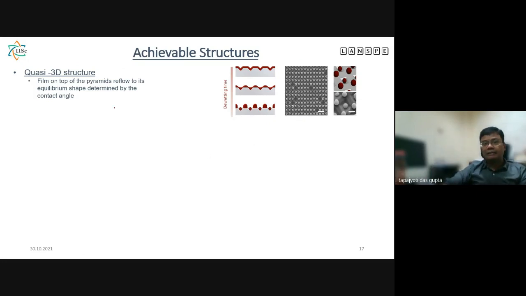Yes, we can. How? Now think about, as I was telling here, you increase the distance between the two pyramids. You control the thickness, and then your film will break into two parts here. So one part will go up and the other part will fall down. And you have a two-layer structure or quasi 3D structure. This is also feasible by this method.